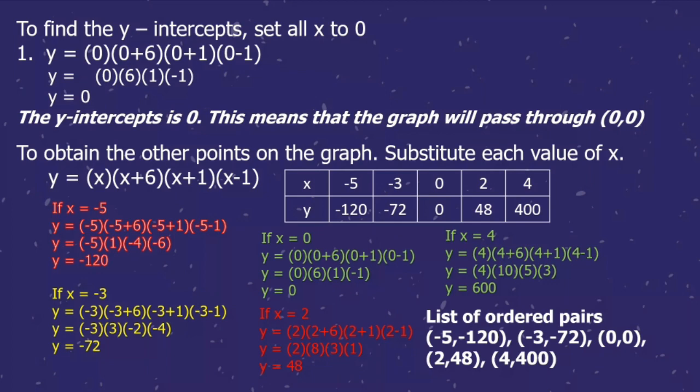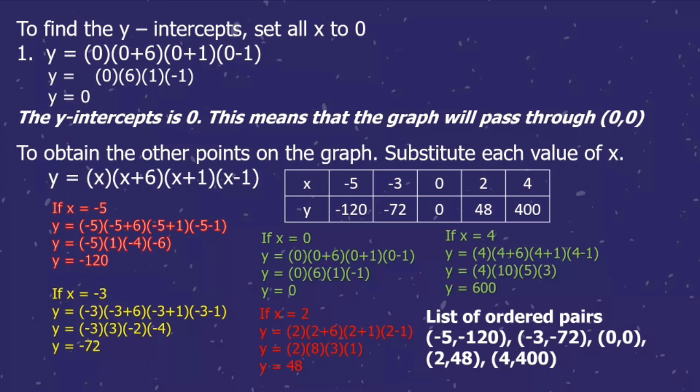And now, to find the y-intercept, we will set x to 0. So we have y is equal to 0 times the quantity 0 plus 6 times the quantity 0 plus 1 times the quantity 0 minus 1. All you have to do is to substitute 0 for x. So we have y is equal to 0 times 6 times 1 times negative 1. And we all know that any number multiplied by 0, the product is 0. So therefore, the y-intercept is 0. This means that the graph will pass through (0, 0).